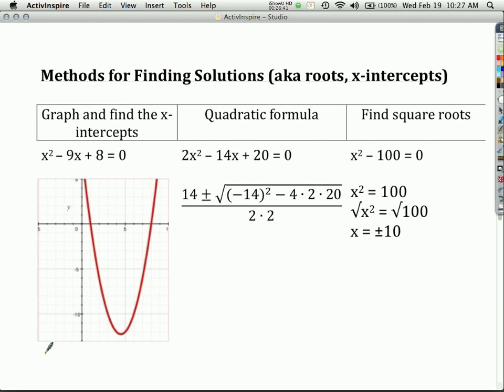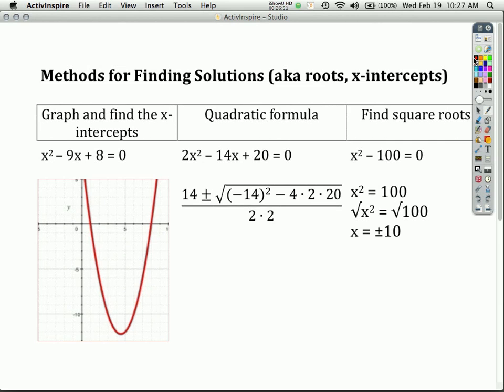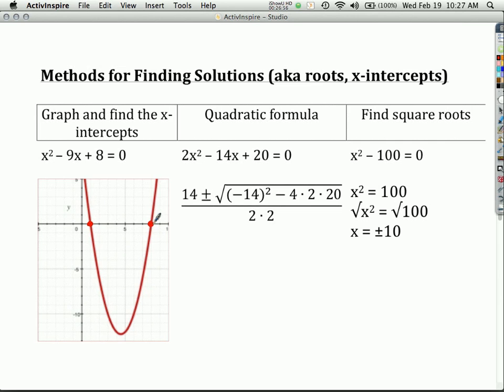Yeah, you need to know that word, don't you? Kayla will help you out. Yeah, where the graph crosses the x-axis, those are the solutions. So how many times does this cross the x-axis? It crosses twice. So there are two solutions.